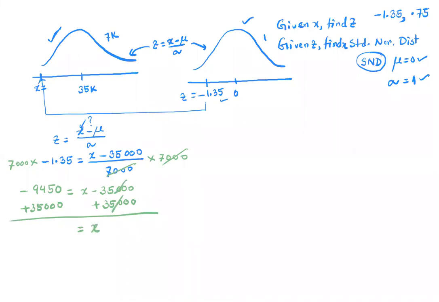On the left-hand side, if I add these numbers, it gives me 25,550. So X is equal to 25,550. So this point corresponds to this point. Let's extend this and this. This area to the left would be this area to the left, and this area to the right is going to be this area to the right.